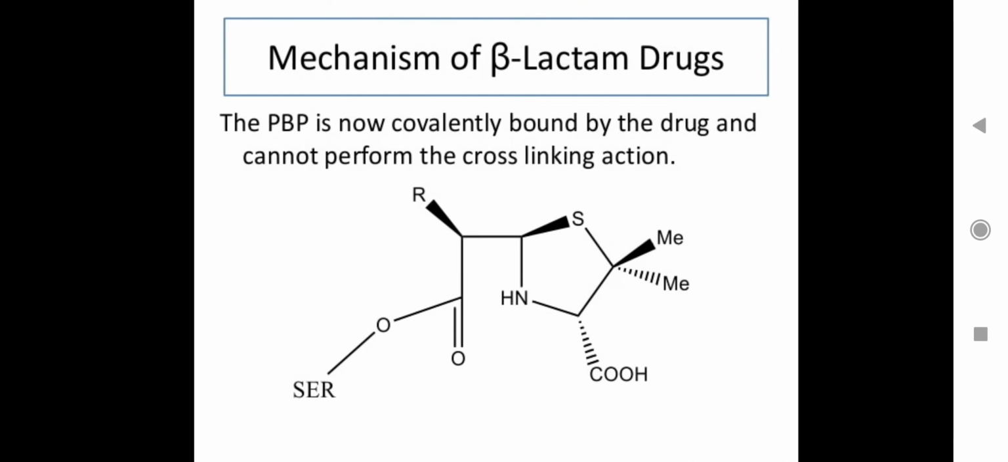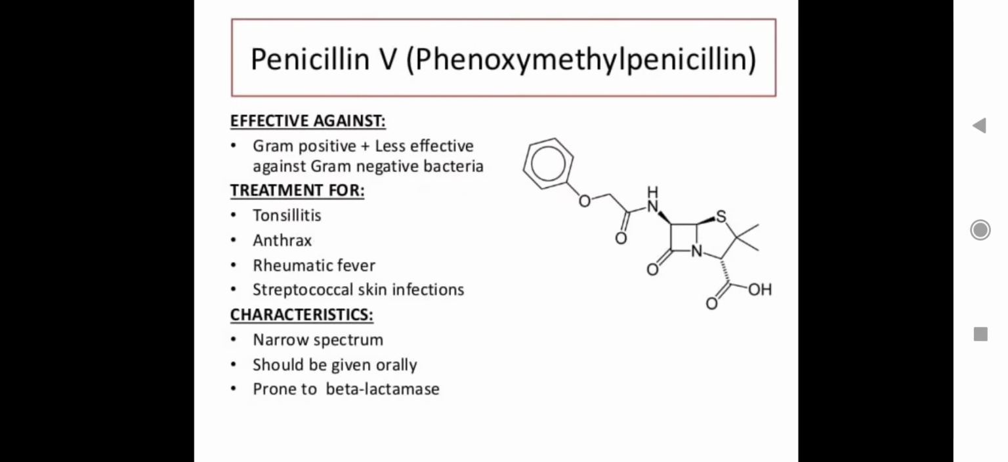Next, coming to the natural penicillins. The natural penicillins include penicillin V, also called phenoxymethyl penicillin. It is effective against gram-positive but less effective against gram-negative bacteria.